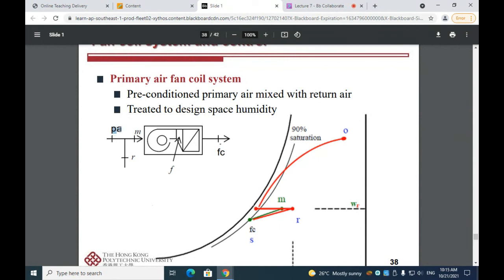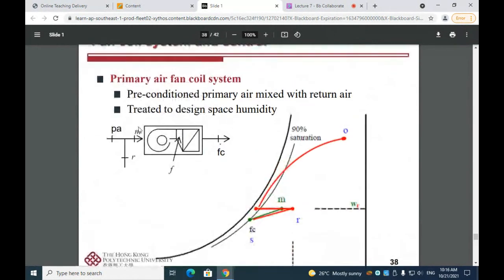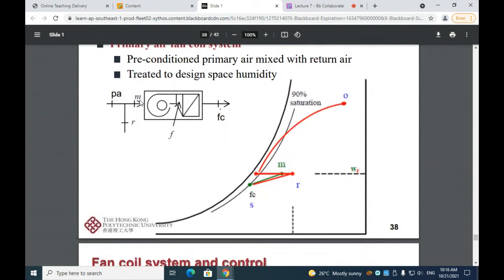So this is the primary air, and this PA corresponds with the moist air condition here. And then the mixed air will be treated to design space humidity. It will go through the fan first of all, and then, let me see, state M. Outside air, return air outside, and then it will be treated to the space air humidity. As listed here, we have this supply and return.